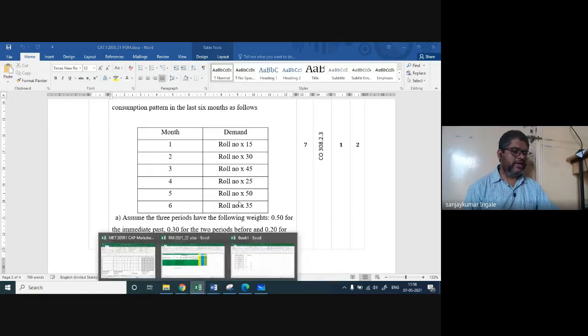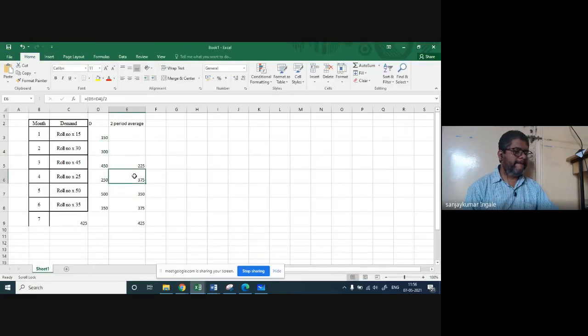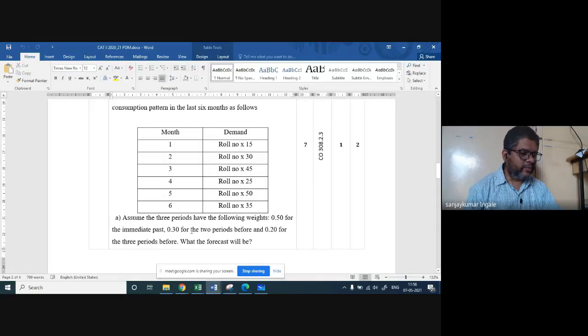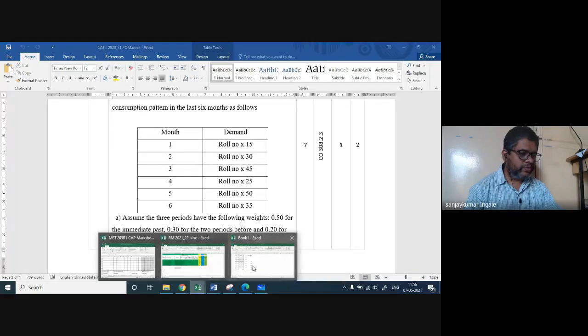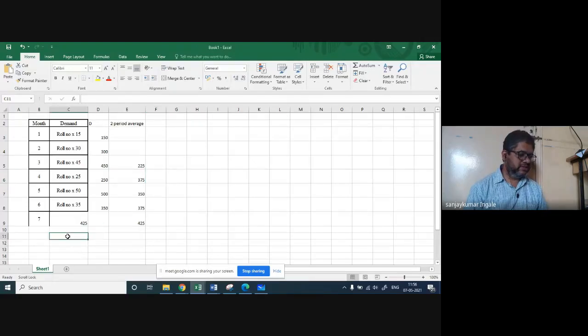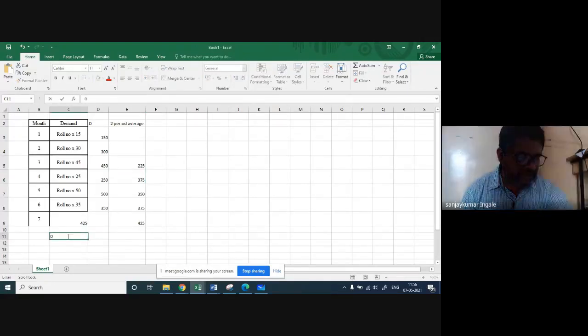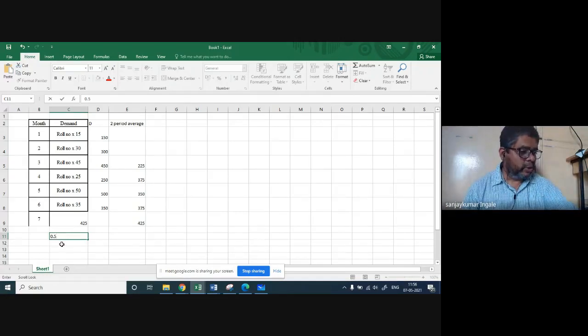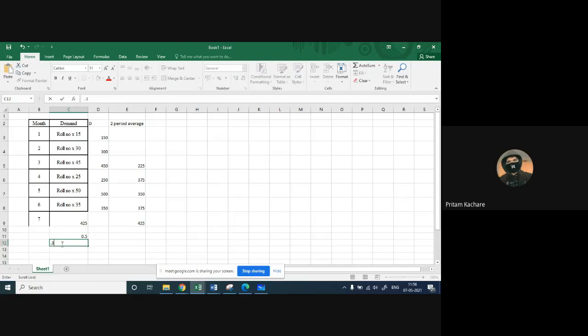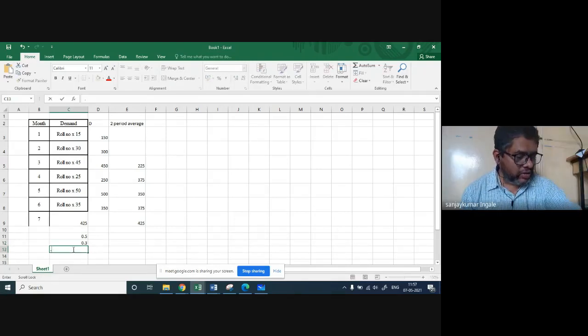Okay, so what we can do here is, I will just rewrite it here. See, the weightage I have taken for these 3 periods is 0.5, 0.3, 0.2. Please tell me the weightage. So what was the immediate past? The immediate past period was 0.5, 2 periods before 0.3, and 3 periods before 0.2.